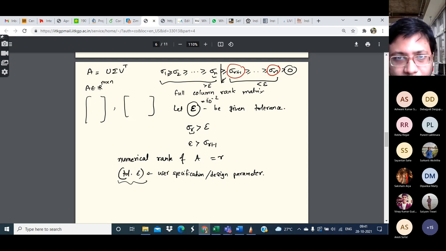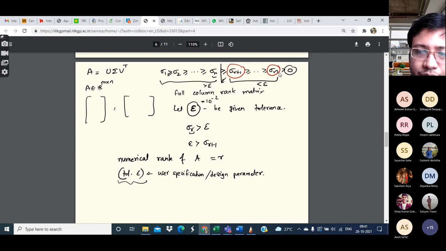Now given any matrix A, suppose the matrix A is full rank. That means sigma 1, sigma 2, all the way up to sigma n, all the singular values are strictly positive. None of them are 0. If beyond a particular point they became 0, then the matrix would be rank deficient. But we are considering a full rank matrix, so all these are positive.